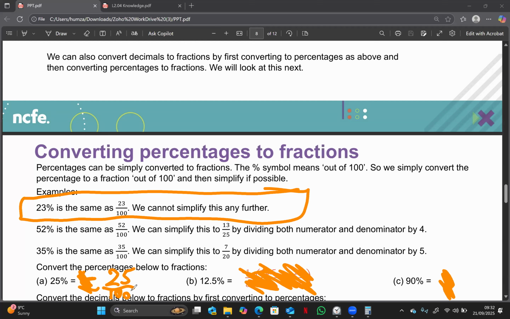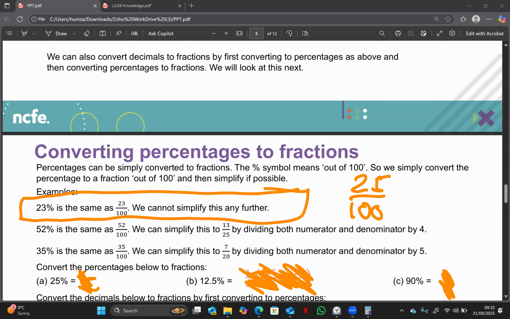Or you divide 25 top and bottom. No, no, that's the answer. You don't need to do more. We don't need to convert it here. This is what we're doing: we're converting it from a percentage to a fraction, right? Okay. So 25% is 25 over 100. But there's another thing.